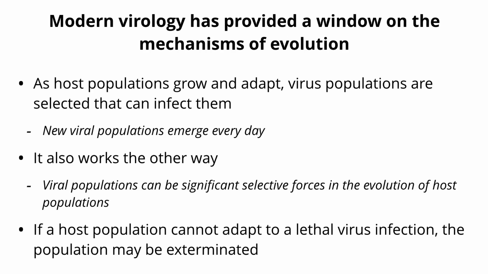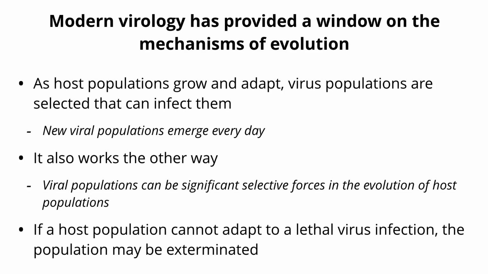As I've said already, in talking about Charles Darwin, virology today provides a wonderful window into how evolution works. And not just viruses, but the ability to sequence genomes has really revolutionized this field. So, for example, host populations grow. Viruses emerge that can infect them. And because of this, new populations emerge every day. And we see this happening with the ability to isolate and sequence viruses. But it's also clear that viruses select host populations.